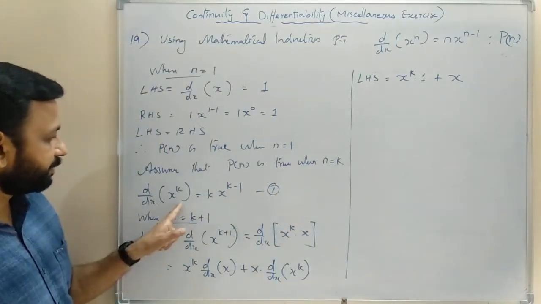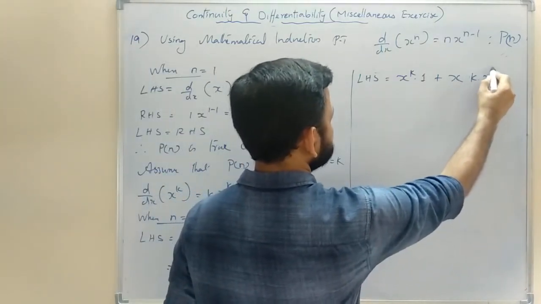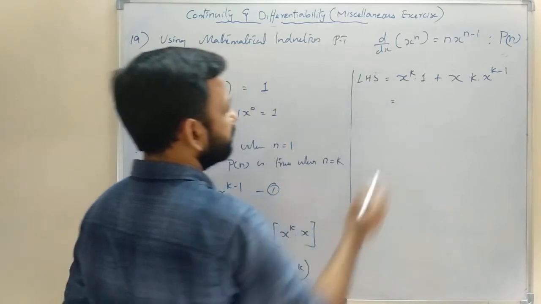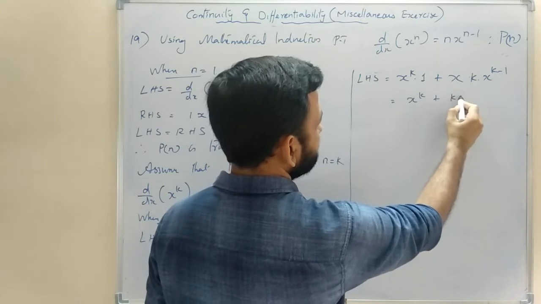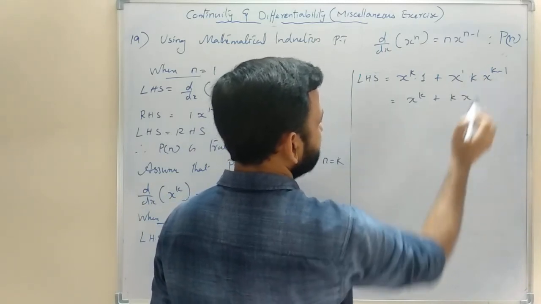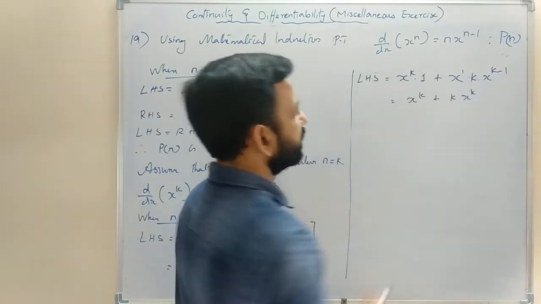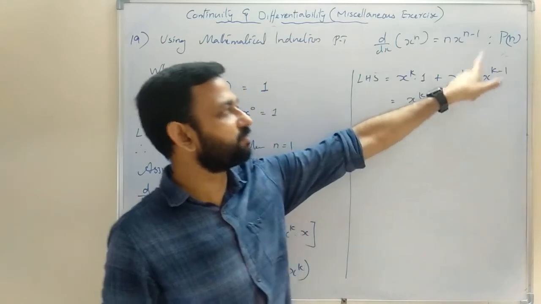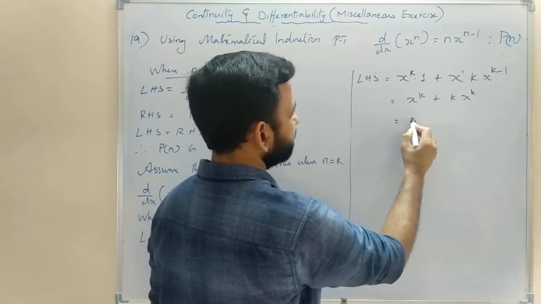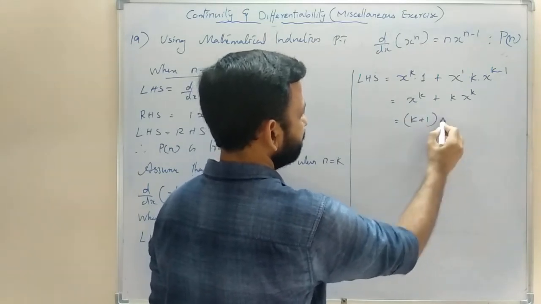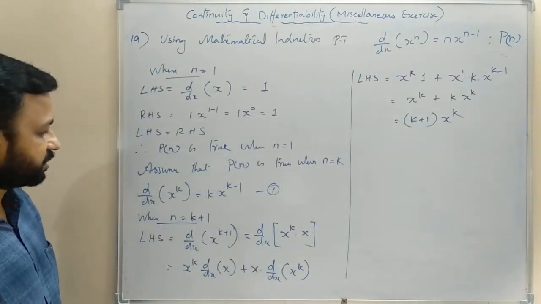x raised to k, which can be replaced by k into x raised to k minus 1, by equation 1. That is equal to x raised to k plus k into x raised to k minus 1 plus 1. Minus 1 plus 1 cancelled, so x raised to k. So we can take x raised to k outside, and we get k plus 1 into x raised to k. So LHS is equal to k plus 1 into x raised to k when n is equal to k plus 1.